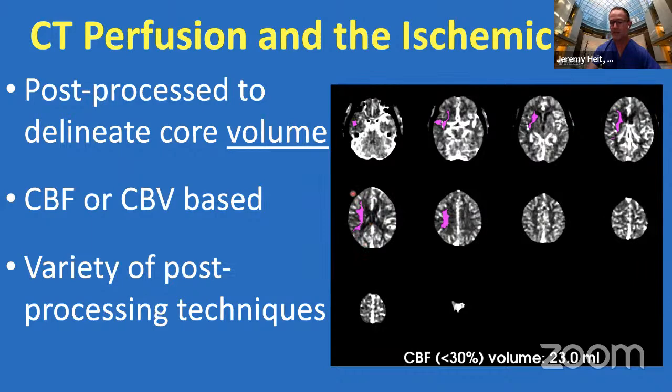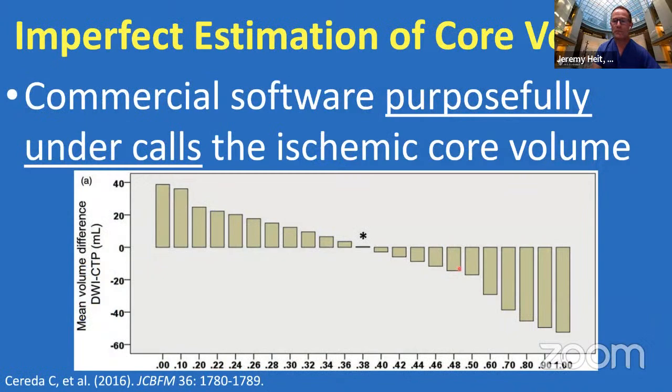Okay, this is vendor specific. There's a whole host of post-processing techniques. So there is a little bit of a lack of standardization, but at least we've got some kind of guardrails and rules that we think about. So how do we know we are accurately assessing the core? You see this 30% number, where does that come from?